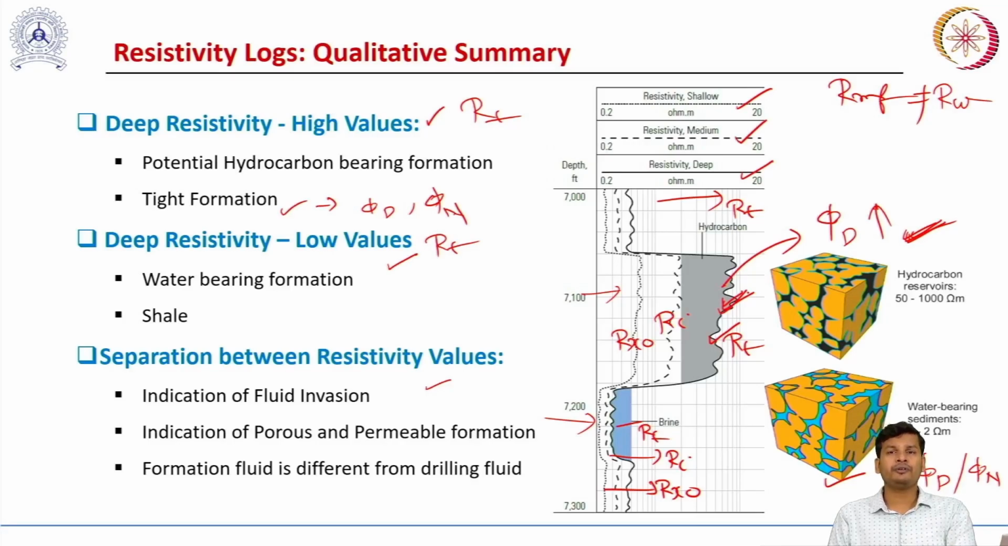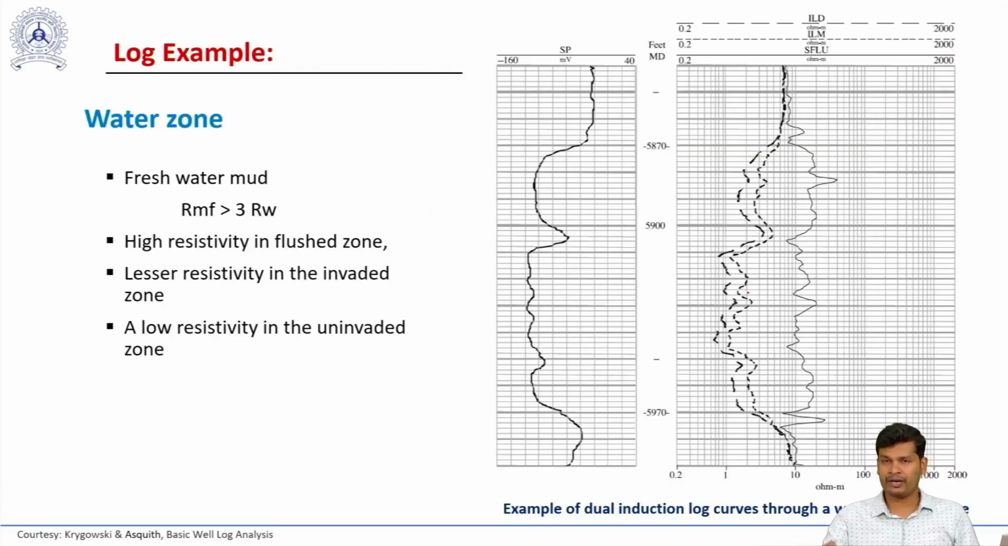If you do not get a separation, it does not mean that it is not a porous and permeable or hydrocarbon bearing formation. The separation might not be there because mud filtrate and the formation water are the same. This you need to keep in mind. For example, this is a water zone where RMF is greater than 3 RW. That means mud filtrate is highly resistive compared to the formation water. You can see in the water bearing formation we are getting separation.